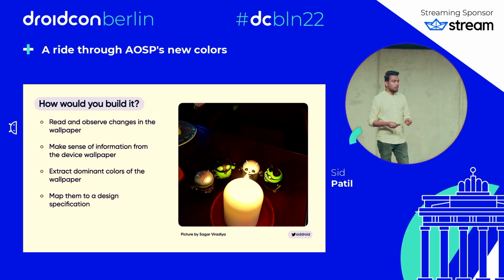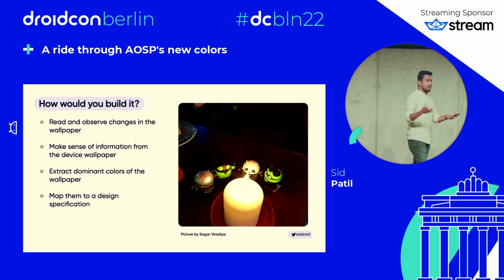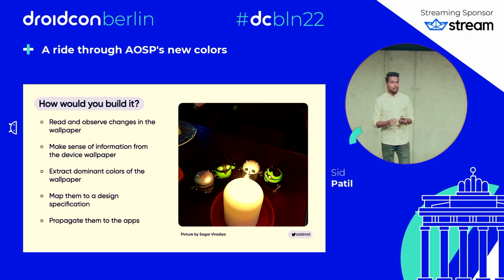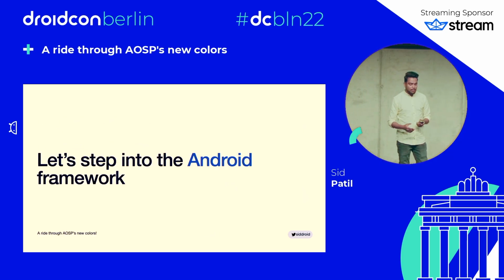And then we want to map them to a specification. Because you can easily run some algorithms and extract a color, but to make meaning of it and build a design system around it takes some work. So how do you map them to a design specification is what we want to understand, and we will see Material 3 in action here. And then we will also see how we dynamically, at runtime, propagate each of this logic into various apps, starting from the system packages and the third-party apps. How do you refresh the context with the new colors? We'll see some of that. So let's step into the framework.